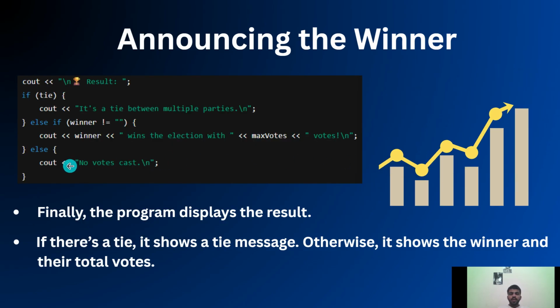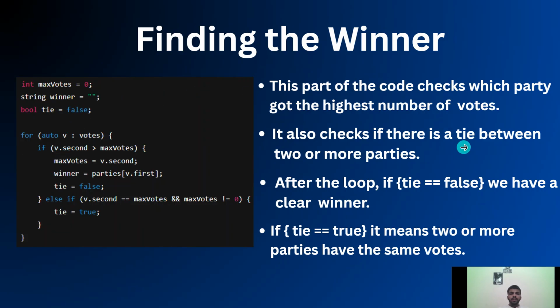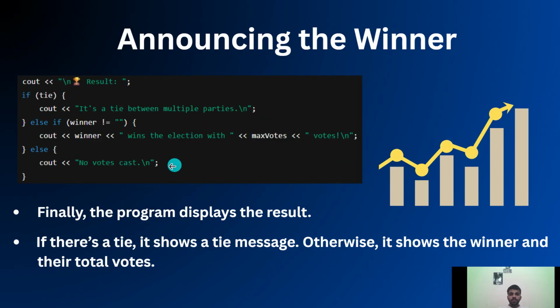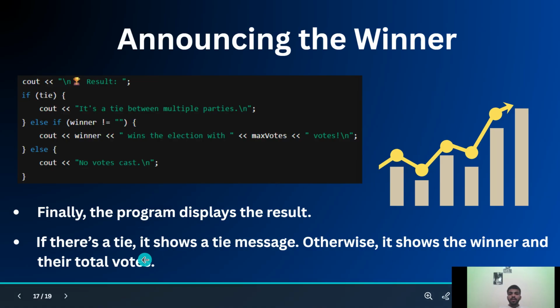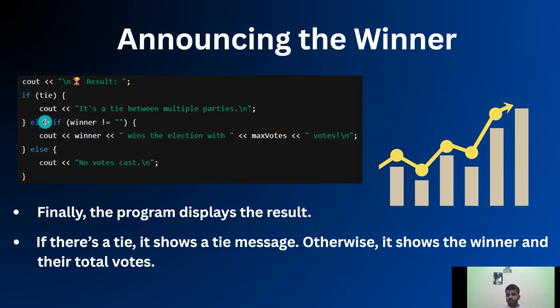Announcing the winner. After finding the winner, the output will be announced like this. Finally, the program displays the result. If there is a tie, it shows a tie message. Otherwise, it shows the winner and their total votes in a table form. We use if statements. If tie equal to true, it shows cout: it's a tie between multiple parties. This type of output will be shown in the program.